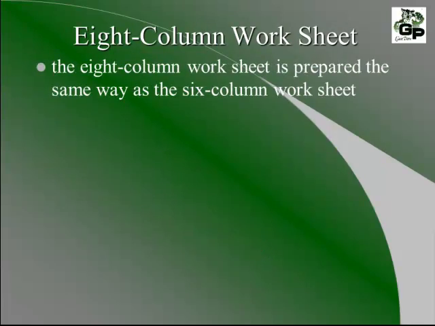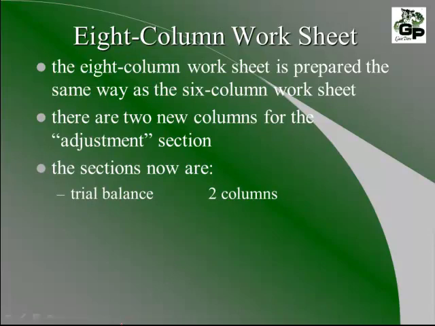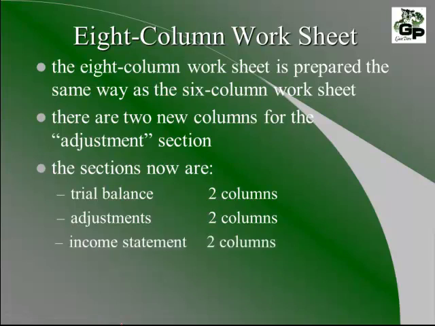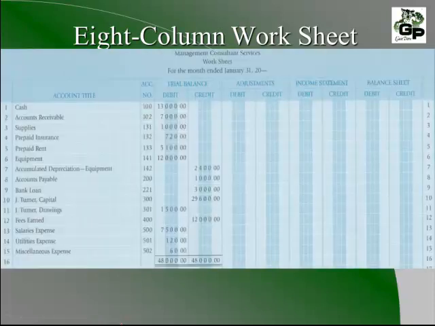Now we're going to take a look at an 8-column worksheet. The 8-column worksheet is prepared the same way as a 6-column worksheet, except there are 2 new columns that represent the adjustments. The sections now are: trial balance has 2 columns. It's immediately followed by 2 columns where the adjustments will go. The income statement follows the adjustments, and the balance sheet follows the income statement. So we've inserted the adjustment 2 columns between the trial balance and the income statement.